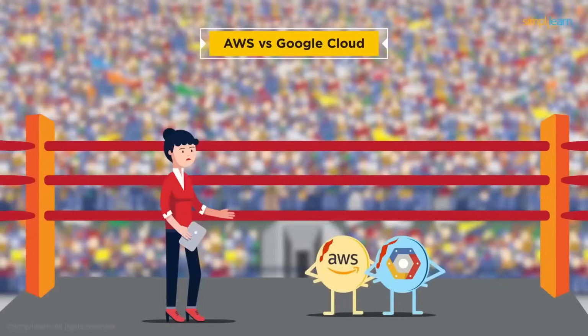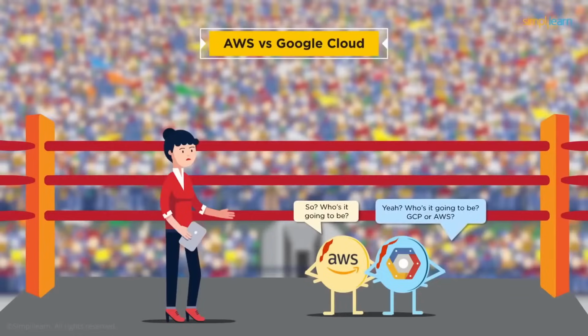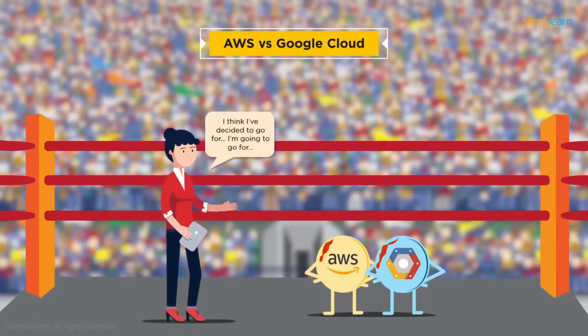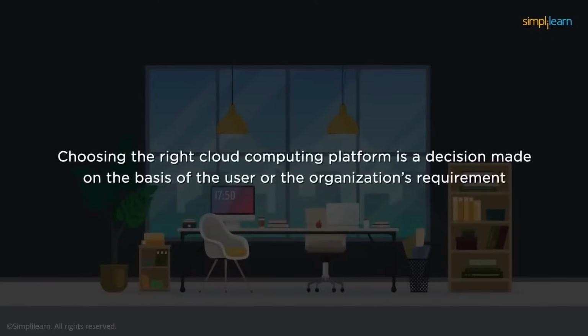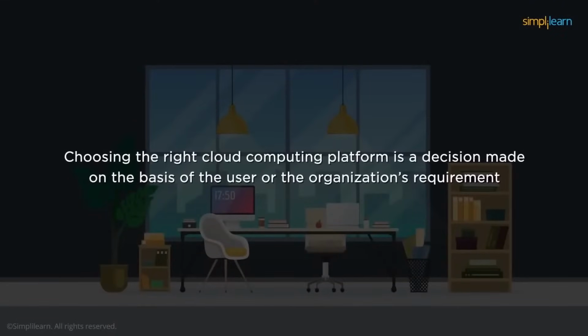Now, it's time for the big decision. So, who's it going to be? Yeah, who is it going to be? GCP or AWS? I think I'm going to go for... Choosing the right cloud computing platform is a decision that's made on the basis of the user or the organization's requirement.